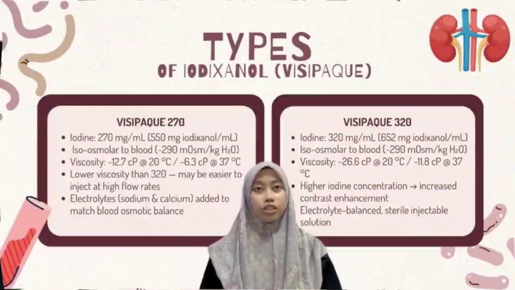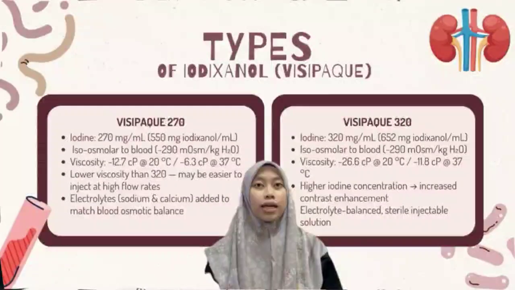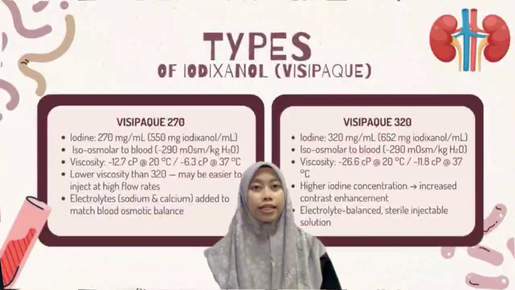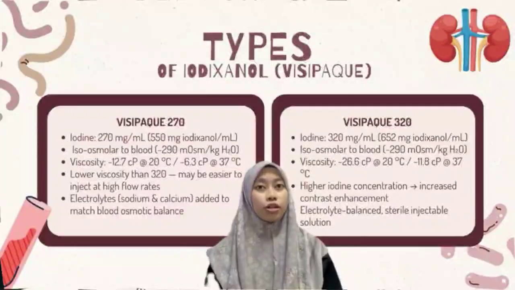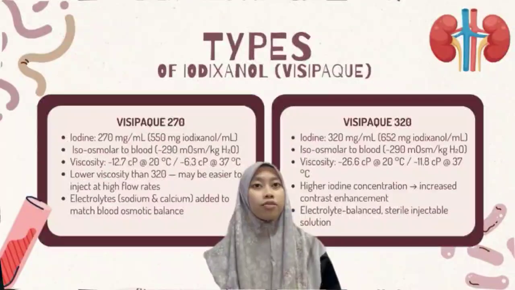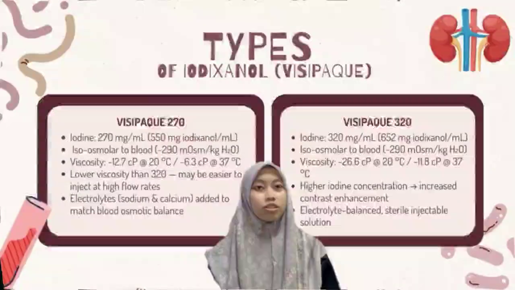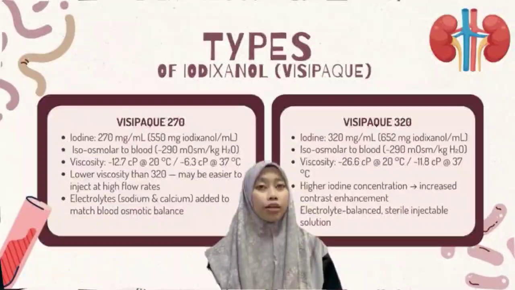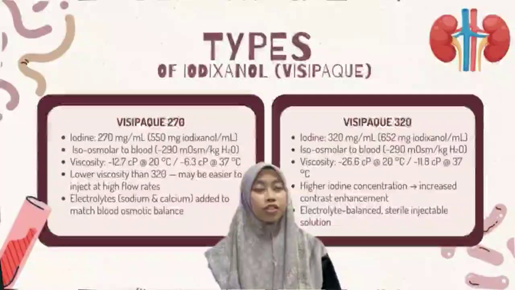Because of its moderate iodine concentration and smoother injection properties, Visipaque 270 is commonly used for general CT scans and routine angiography examinations. Visipaque 320 contains a higher iodine concentration of 320 milligrams per milliliter, which equals about 652 milligrams of iodixanol per milliliter. It is also iso-osmolar to blood, but has a higher viscosity, meaning the solution is thicker and may require higher injection pressure. The higher iodine content produces stronger contrast enhancement, allowing for better visualization of blood vessels and fine anatomical structures. Therefore, Visipaque 320 is often selected for angiography, cardiac imaging, and studies that require higher image detail.